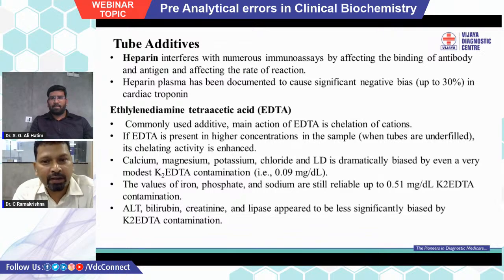Next, EDTA, ethylenediaminetetraacetic acid. It is a commonly used additive, and the main action of EDTA is chelation of cations. If EDTA is present in higher concentrations, its chelating activity is increased. Parameters like calcium, magnesium, potassium, chloride, and LD are dramatically biased by even a very modest EDTA contamination.